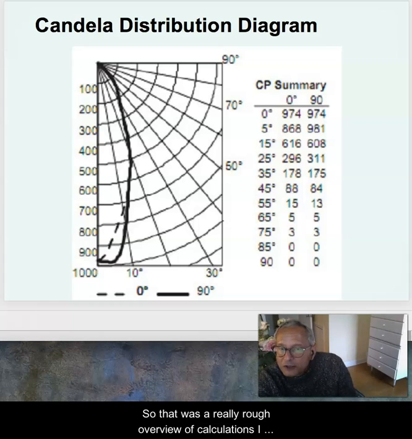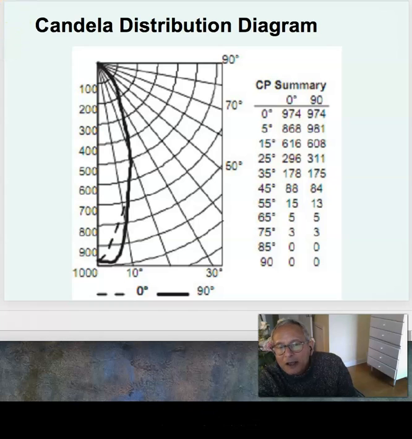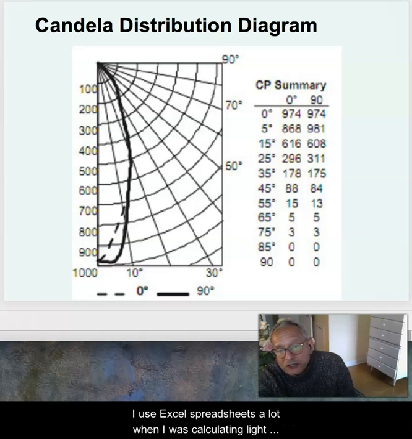So that was a really rough overview of calculations. I hope you're not completely frustrated and confused, but this is where I'm going to stop. So, wasn't that fun? I hope it wasn't too bad. For the test, you'll probably only have to do one calculation. I'll provide the formulas and even the light loss factors, but you should have a calculator ready. You'll be taking them at a computer, so you can use the computer. I used Excel spreadsheets a lot when I was calculating light levels.